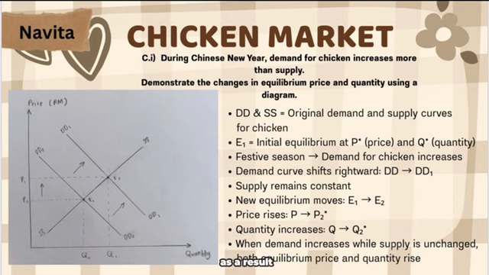As a result, the equilibrium point moves from E1 to E2. The new equilibrium shows that the price rises from P to P2 and the quantity increases from Q to Q2. Therefore, when demand increases while supply is unchanged, both the equilibrium price and quantity will increase.